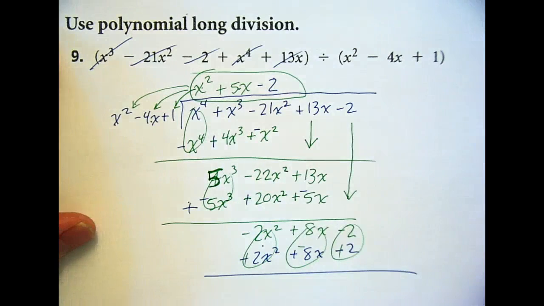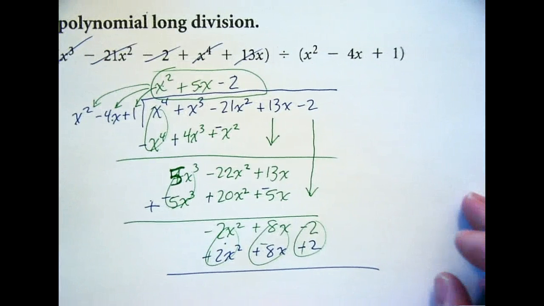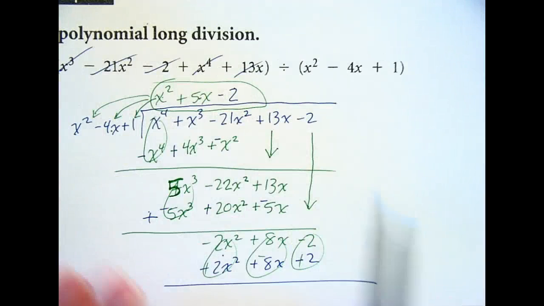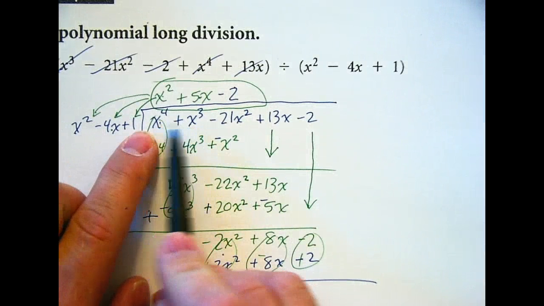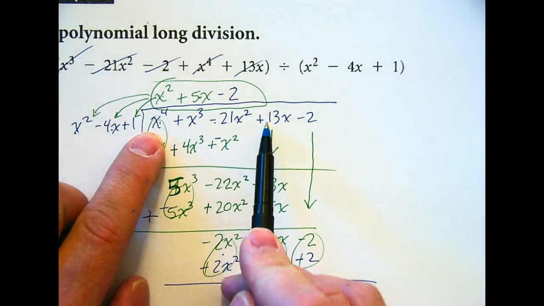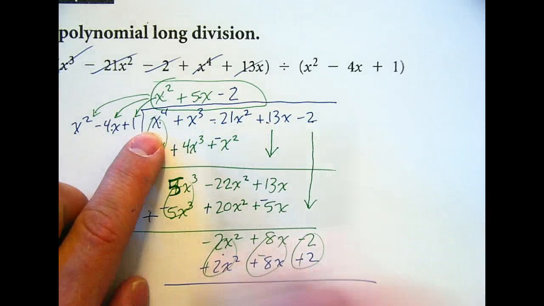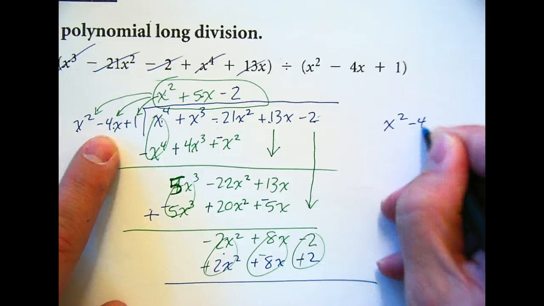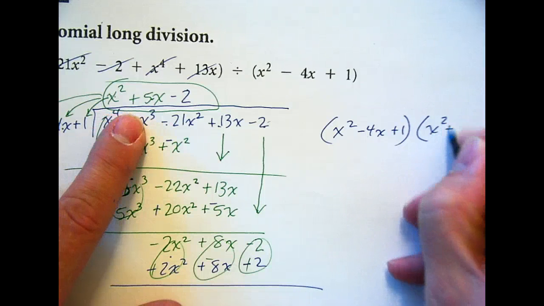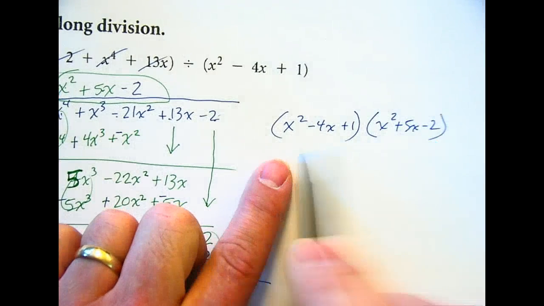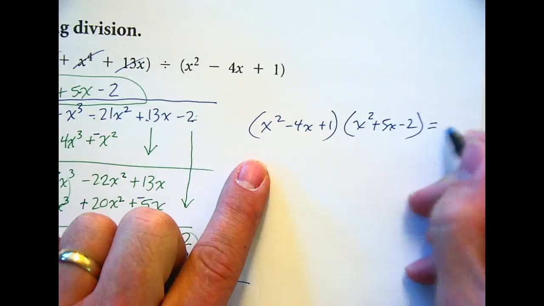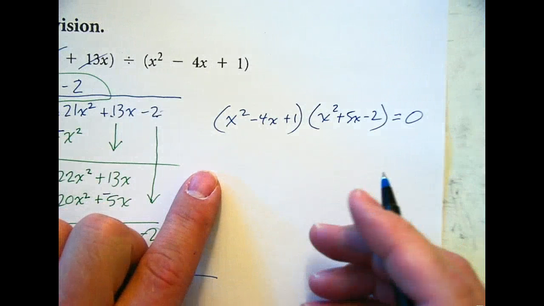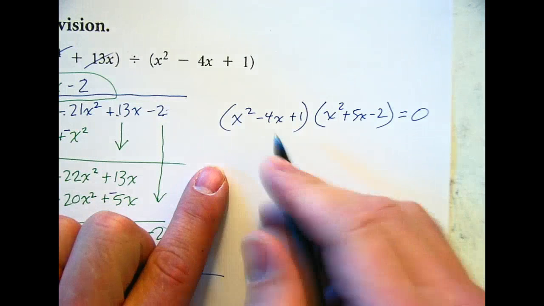Now, let's see if we can make the connection here. If I want to factor x to the 4th plus x cubed minus 21x squared plus 13x minus 2, we haven't learned how to factor that. However, you now know that x squared minus 4x plus 1 times x squared plus 5x minus 2 equals that. And you know how to factor both of these. So you could actually solve for x now by doing that. Well, you can't factor that one, but you use quadratic.